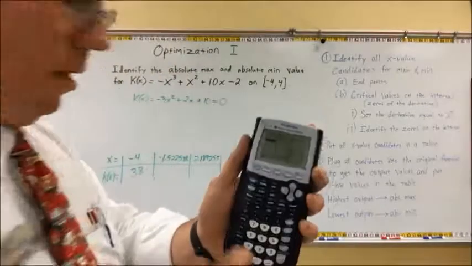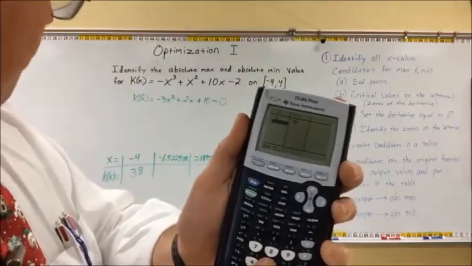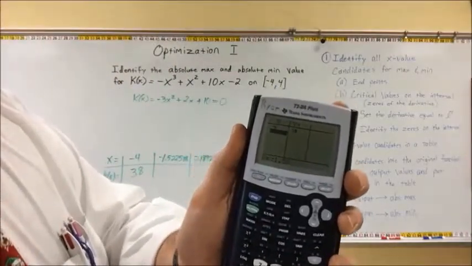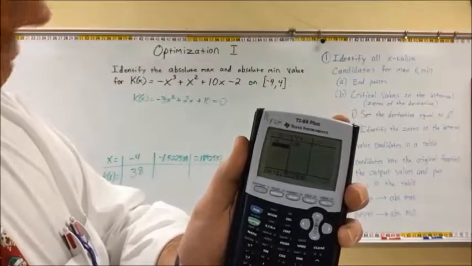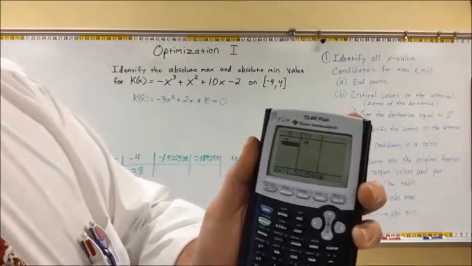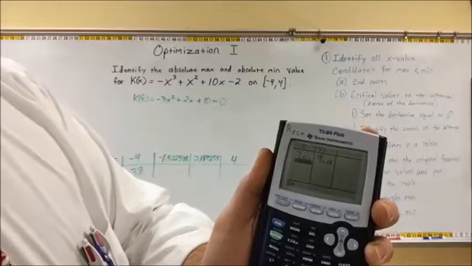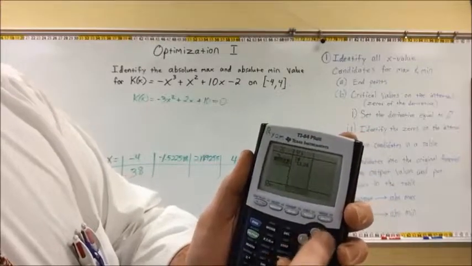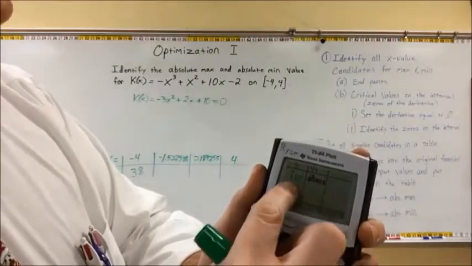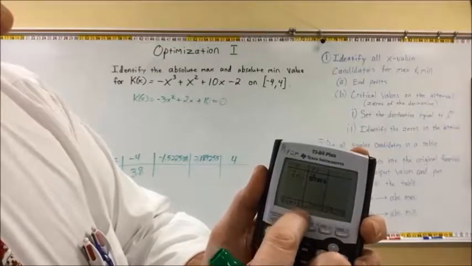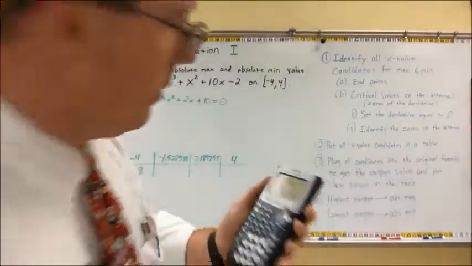Now I'm going to key in -1.522588 and press enter, and I get -11.38. Now I can get a better decimal if I highlight it. If I go up and over, it says -11.3778.